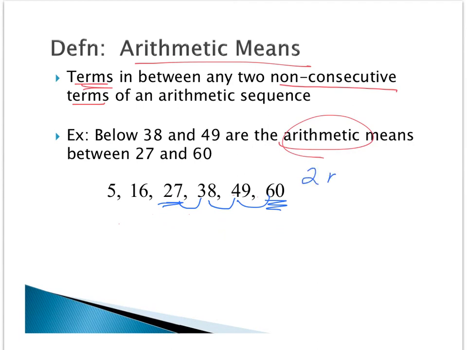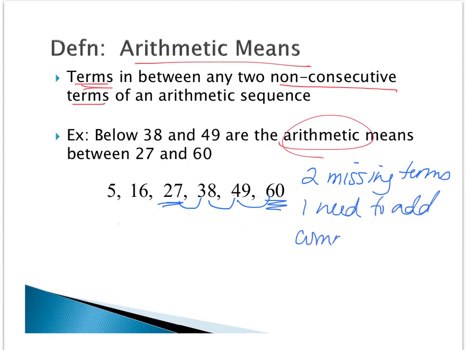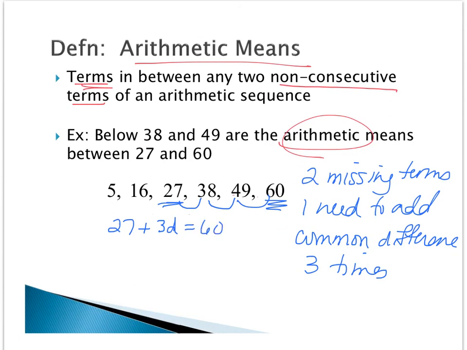So if there are 2 missing terms, I need to add my common difference 3 times. So I could write an equation saying 27 plus 3d equals 60. And then knowing that, I could go ahead and work backwards to solve and find out that my common difference was in fact 11 and use that to fill in my blanks. So we could kind of make a general rule here and say that if you have n missing terms, then you need to add the common difference n plus 1 times.